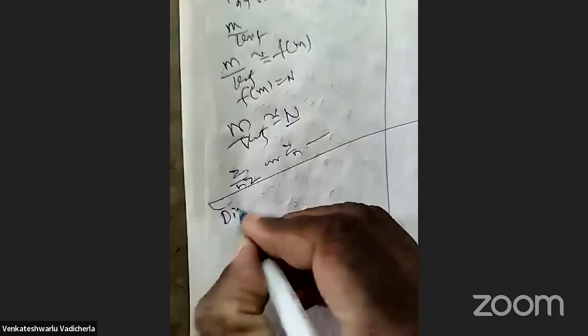The next topic is Unit 6. Unit 6 is direct sum and direct products.